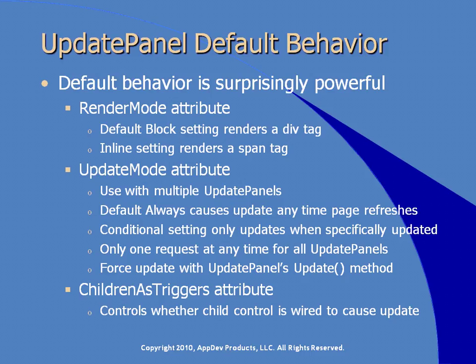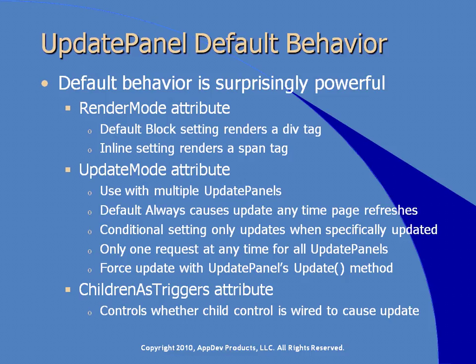The Children as Triggers property controls whether or not a child control in the content template is automatically wired up to update the content in an Update Panel. It's set to true by default. You normally want to leave this property set to true, but there's a couple scenarios that you might consider changing the value to false. One is that when you're using nested Update Panel controls, you might not want to update the content in a parent Update Panel control when a child Update Panel control is updated.